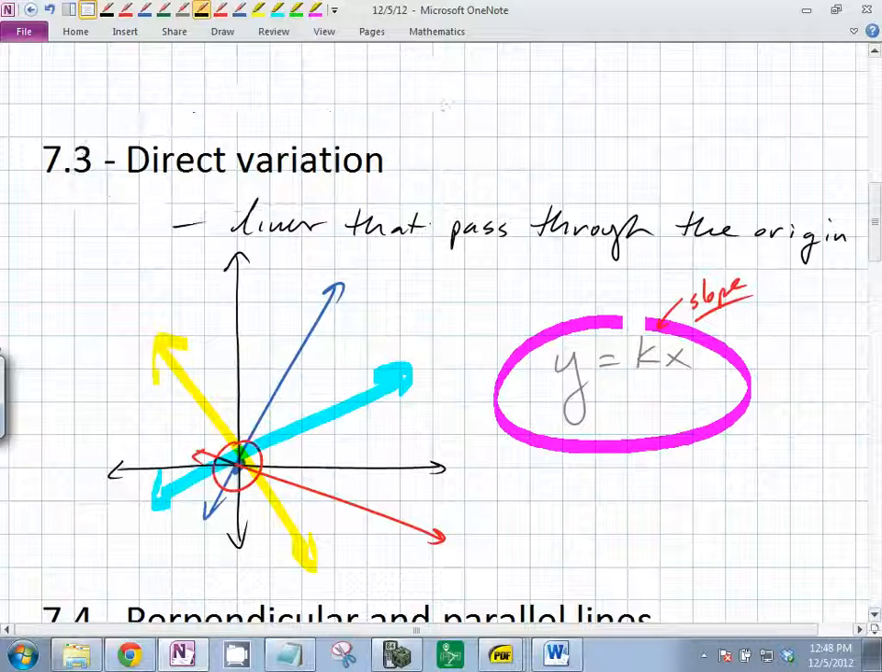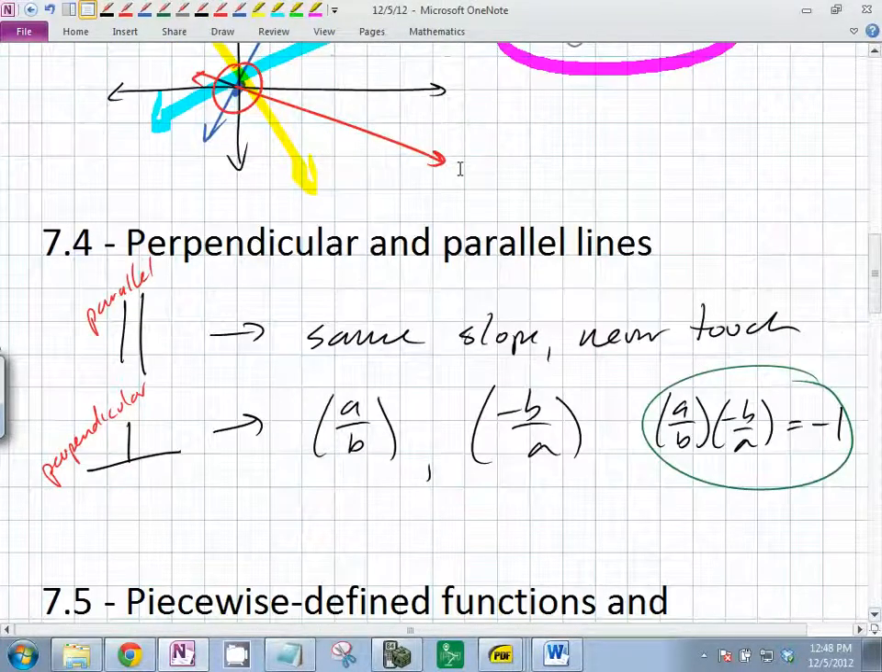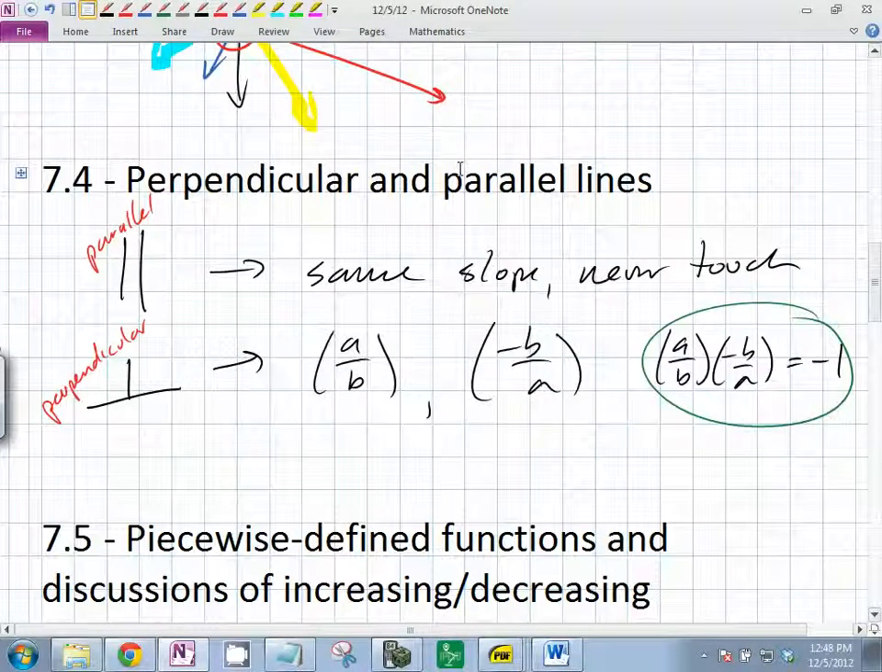That's what it means. We've already looked at perpendicular and parallel lines in detail. We're going to re-examine them in a little bit more depth, but it's important to remember that parallel lines have, this is the symbol for parallel, two parallel lines have the same slope and they never touch.